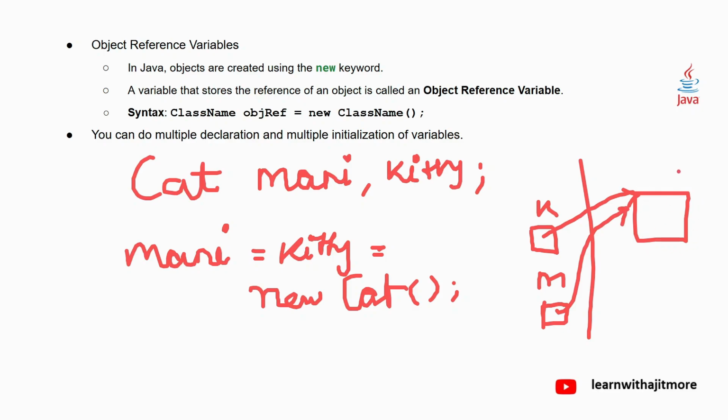Means this object is actually having two reference count. So unless and until that ref count becomes zero, this object is not eligible for garbage collection. Correct? Here remember, money equal to kitty equal to new Cat, actual two copies are not created. One copy created, its reference copied in kitty, and the same reference is copied in money. Therefore, both are referring to the same object.